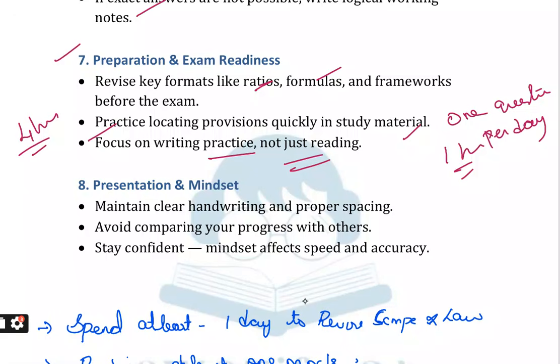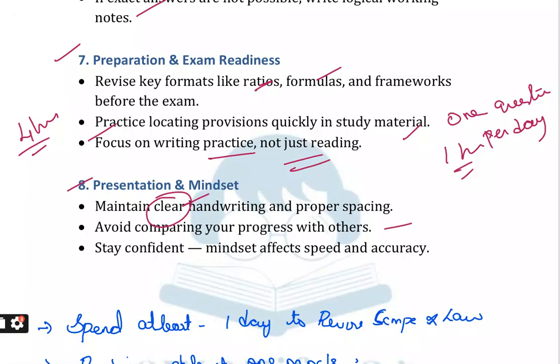Now, the presentation and mindset. Maintain clear handwriting and proper spacing. Clear handwriting doesn't mean a perfect, super handwriting. No, clear means your words should be legible. Don't just scribble and go. It should be clear, and proper spacing should be given, right?